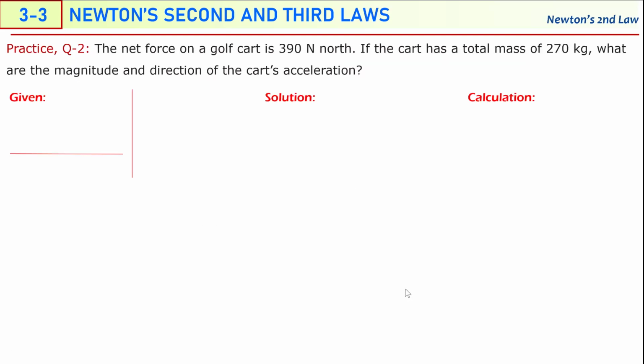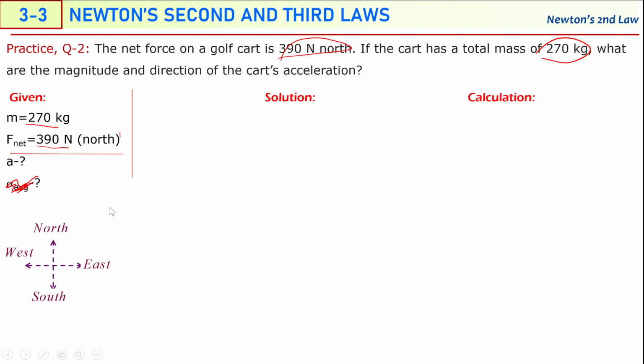A question. The net force on a golf cart is 390 newtons north. If the cart has a total mass of 270 kilograms, what are the magnitude and direction of the cart's acceleration? So mass is given in the question as 270. We record it here. The net external force is given as 390, and the direction is north. Calculate the acceleration of the object.